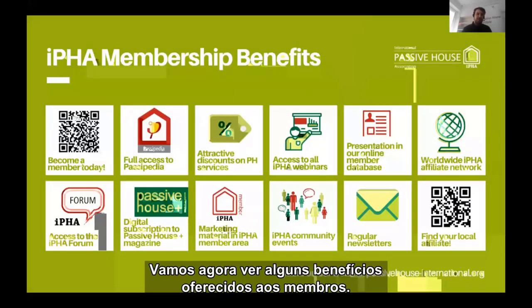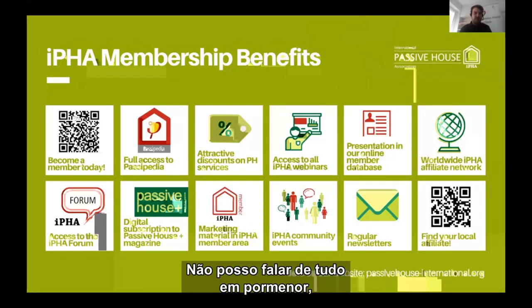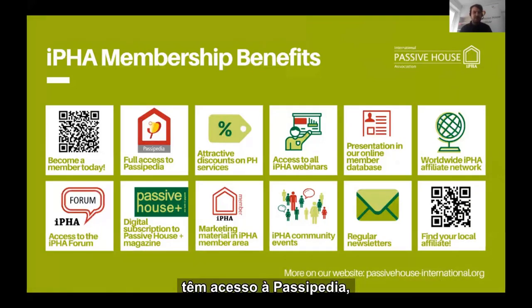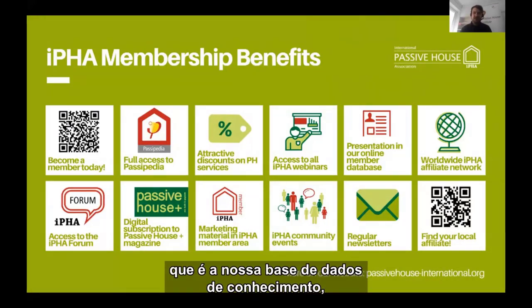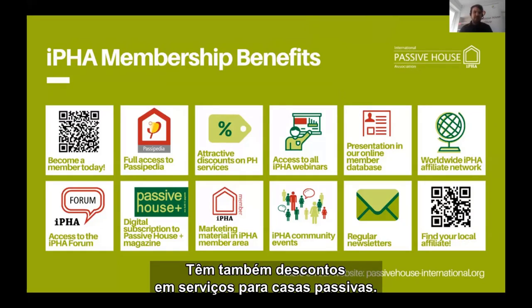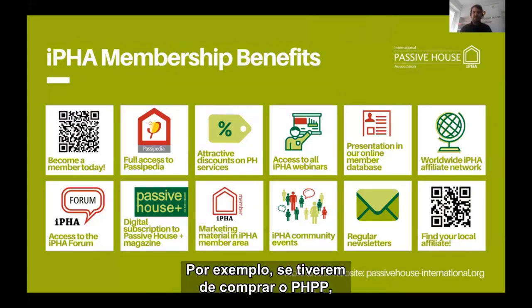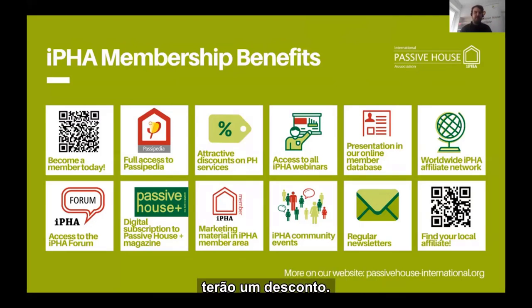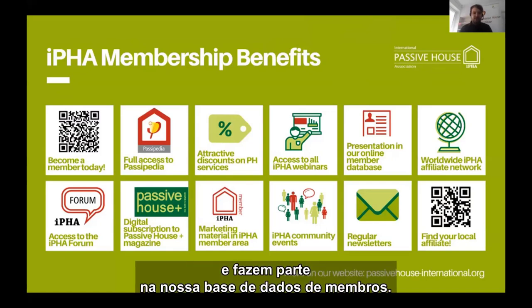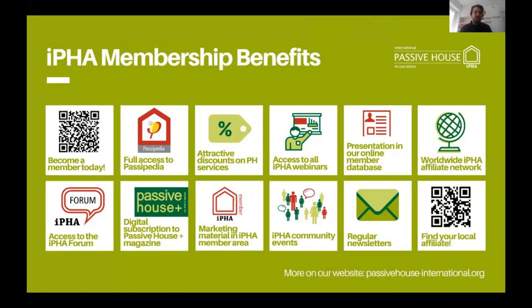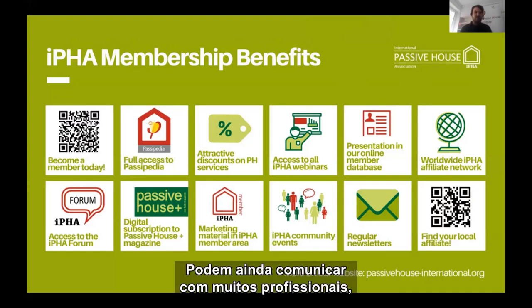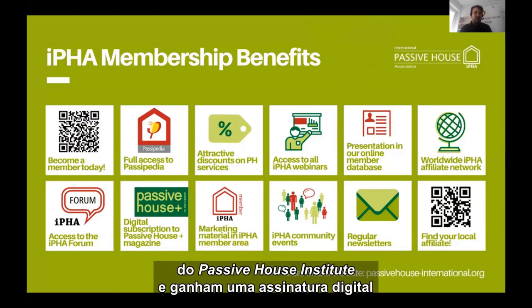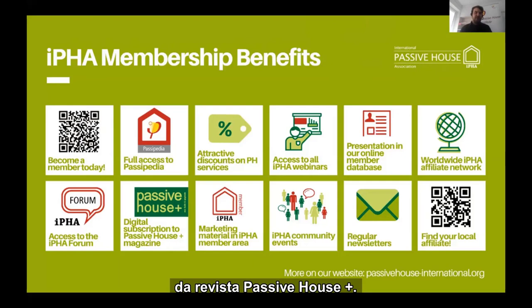As I was saying, here quickly an overview of our membership benefits. I can't go into everything in full detail, but you can see, as an IFA member, you can get access to Passipedia, which is our knowledge database. I'm going to talk about that too. You can get discounts on Passivhaus services. So for example, if you have to buy PHPP, which is an essential tool for building passive houses, the program, you can expect discounts. You can access our webinars, and you're presented in our online member database. You can also get in touch with many professionals in the IFA forum, where also our senior scientists from the Passivhaus Institute are, and you get a digital subscription to the Passivhaus Plus magazine.